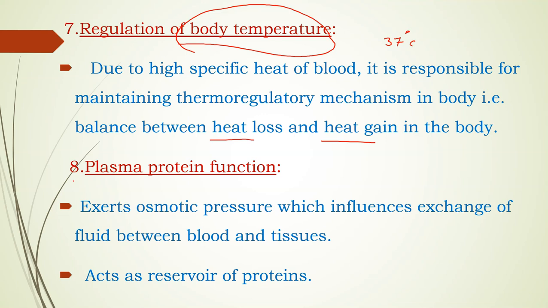Another important function of blood is the plasma protein function. These plasma proteins are very important, as they are responsible for creating the osmotic pressure, which influences the exchange of fluid between the blood and the other tissues. Without the plasma proteins, the osmotic pressure can't be exerted. As the blood contains plasma proteins, the blood exerts osmotic pressure, thereby it is involved in the exchange of fluid between the blood and tissues, and it also acts as a reservoir of proteins.